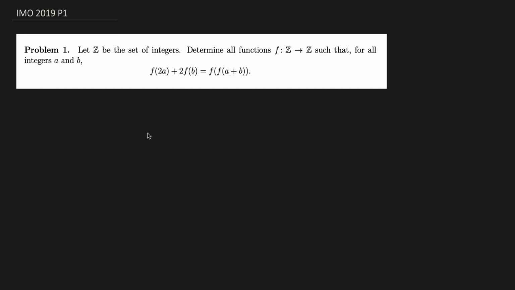Today we're going to be taking a look at IMO 2019 Problem 1, which is a great functional equations problem to start with, considering how it's relatively recent and also of quite an introductory level, not using many advanced techniques or concepts. So the equation we are working with is f(2a) + 2f(b) = f(a + b).